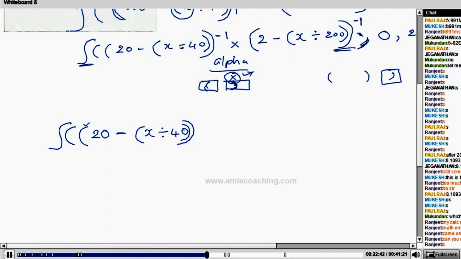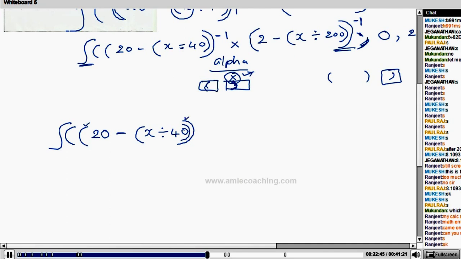So this bracket is closed. Then press x raised to minus 1. You will get minus 1 like this. Then press the multiplication symbol. Then again you have to open the bracket. 2 minus, again you have to open a small bracket, x divided by 200. Bracket closed. The main bracket is also closed.